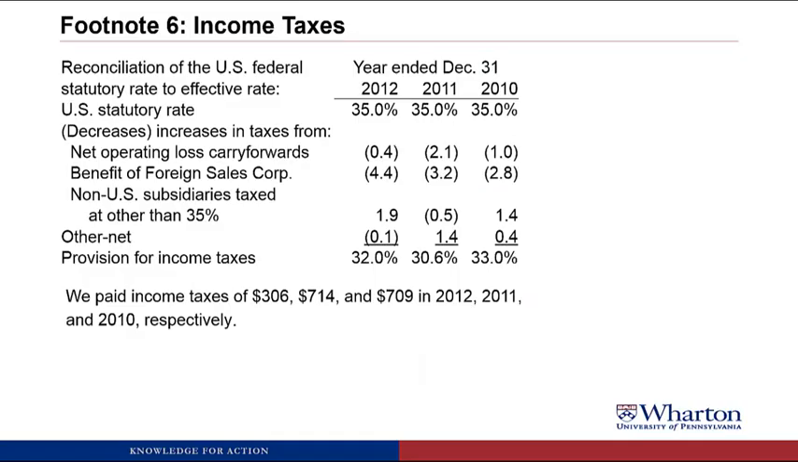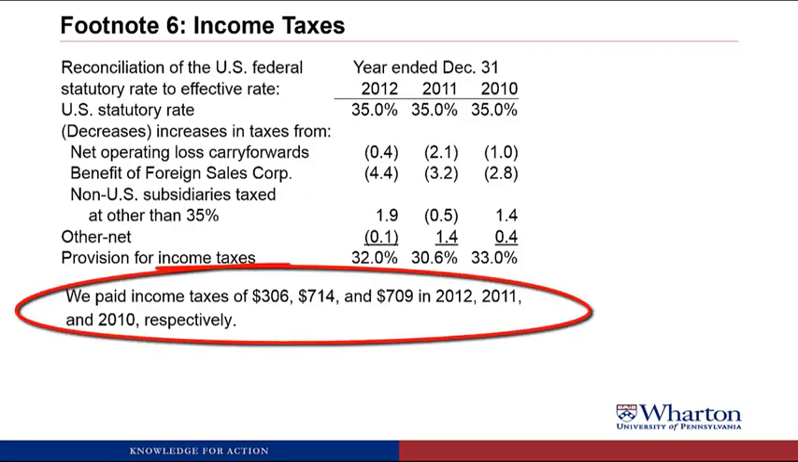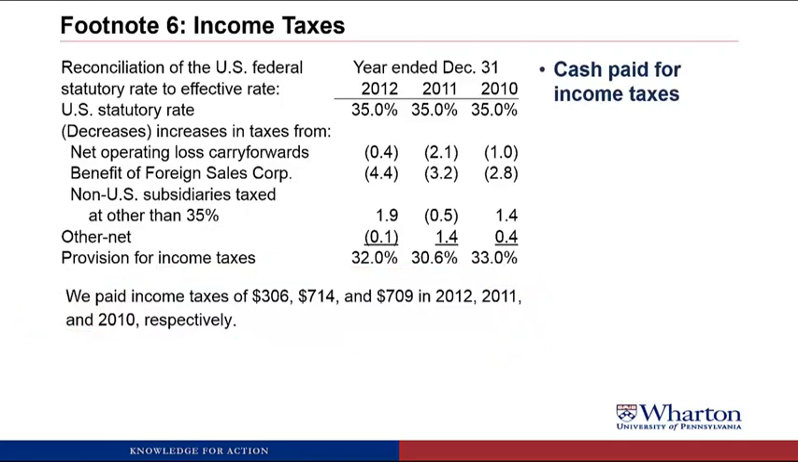So going back to that part of the footnote which provided the reconciliation between the statutory rate and the effective rate, there was a sentence at the bottom that we ignored before but comes in really handy now, where it says that Moth paid income taxes of $306 in 2012. It's a required disclosure that somewhere in the footnotes companies have to tell you how much they paid in cash for income taxes. So we see it's $306 in 2012.